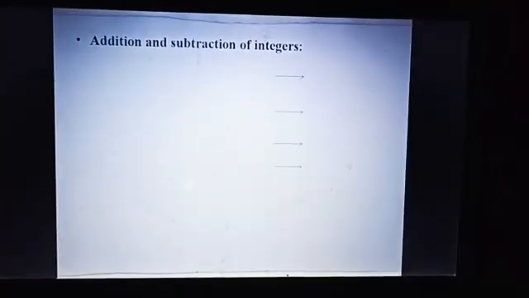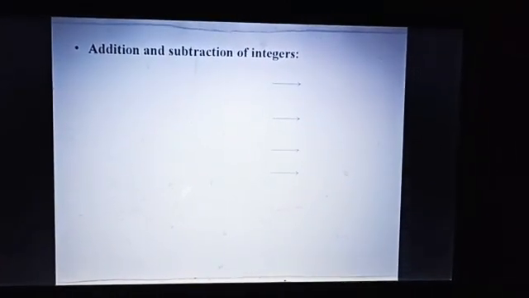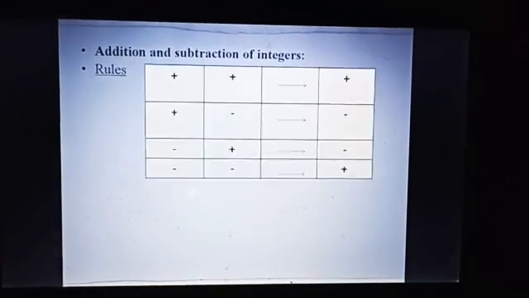Now next is addition and subtraction of integers. For addition and subtraction of integers, we have the following rules.